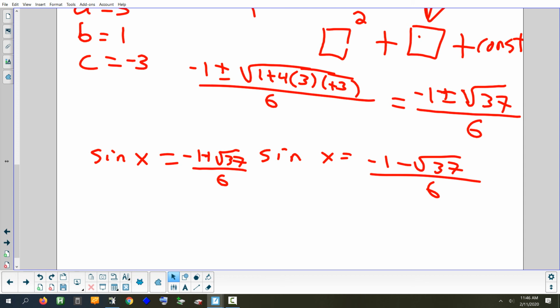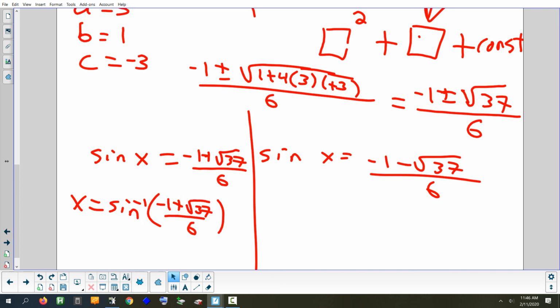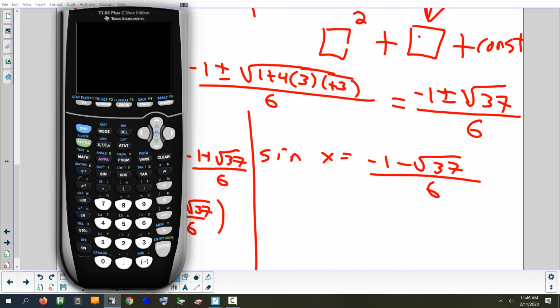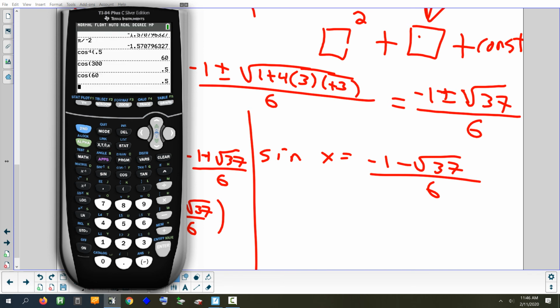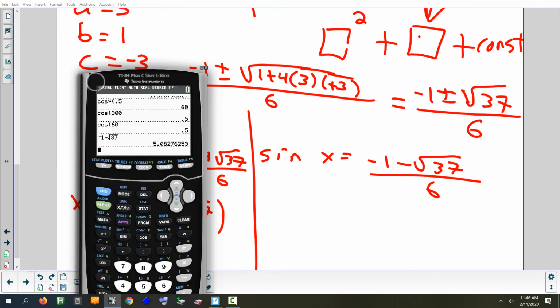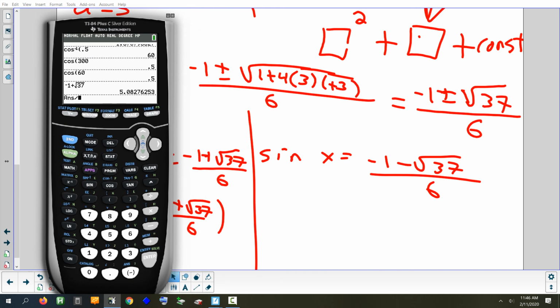Okay. So what do we have to do on each one? Inverse sine. So we'll take the inverse sine. If we get one answer, you've got to use the ASTC chart to look for the second answer. So let's try inverse sine of -1 plus square root 37 over 6. All right, let's go -1 plus square root of 37. It's 5.08. Divide that by 6.